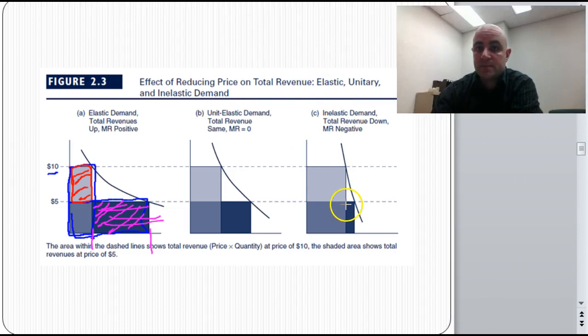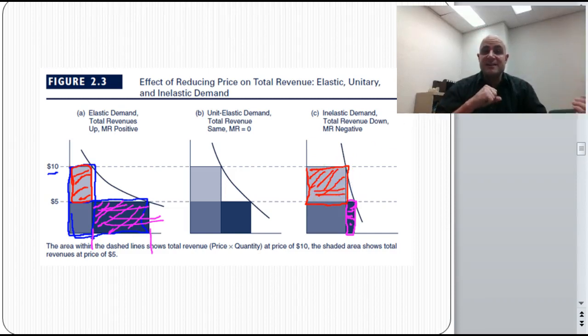Now if we look at inelastic demand, people are not very sensitive to price changes, so when you lower the price, you're not going to get that many more customers. While that's what you gain, what you're losing is everything up in here. Because people are not very sensitive to price changes, as you lower the price, you're going to make less money on the units you're selling, and you're not going to gain that much more business. So your total revenue is going to go down. And with unit elastic, it's a one-to-one percentage change, and so there's no change in revenue.